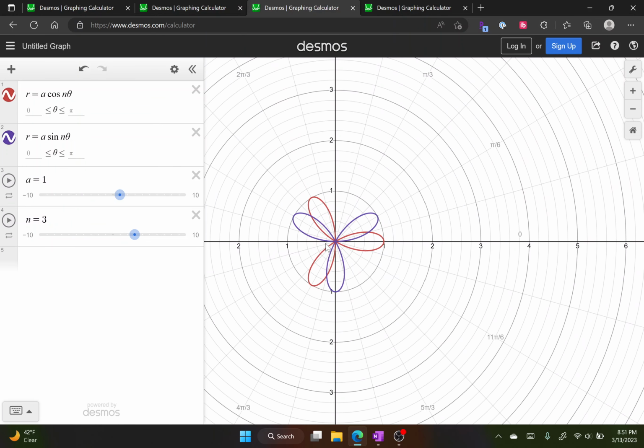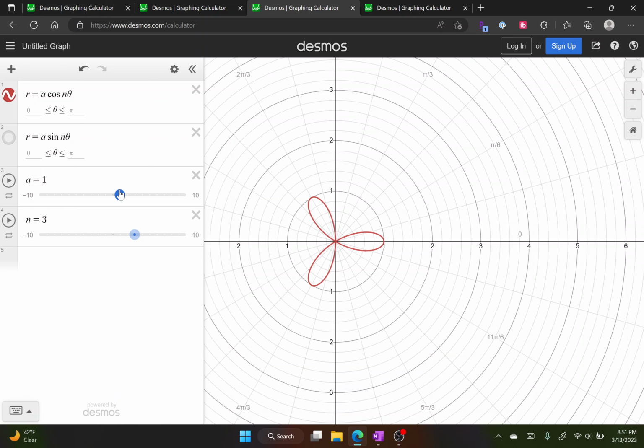So here we have ones. We'll look at the cosine here. Here we've got a cosine graph. The x-axis is our axis of symmetry. It's 1 cosine of 3 theta. So 3 is odd, and we have 3 petals.